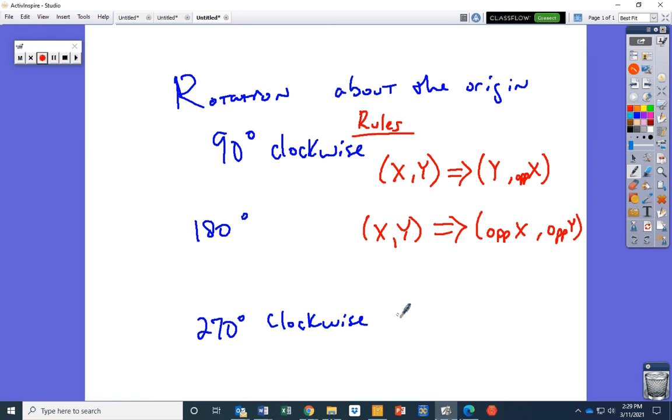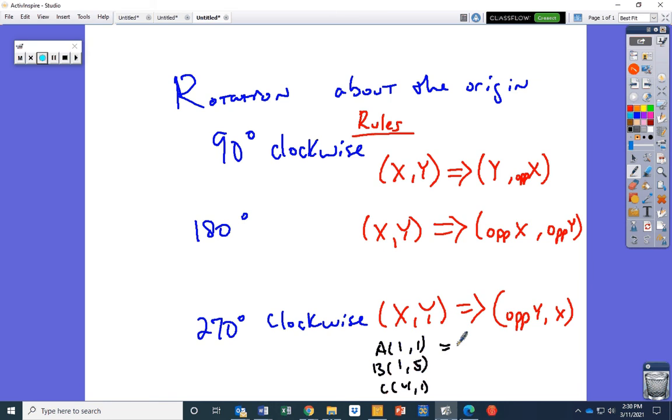Okay, so for this one, my rule for 270 degrees clockwise, X, Y, we're going to flip them again. This is opposite Y, X. So let's go back to our points. What was A? I'm going to do this in a different color, black. A was 1, 1. What was B? 1, 5. And what was C? 4, 1.